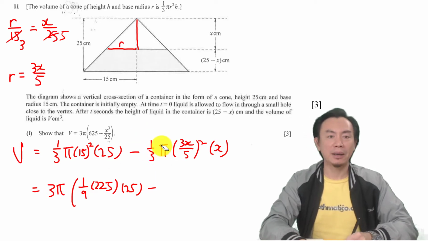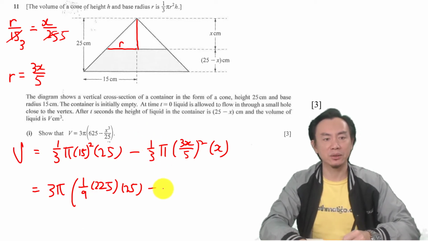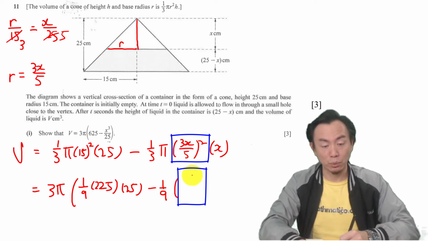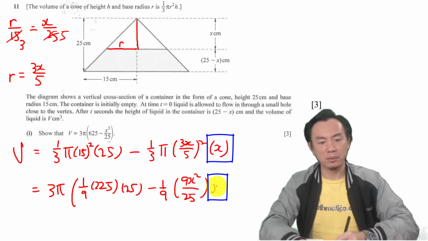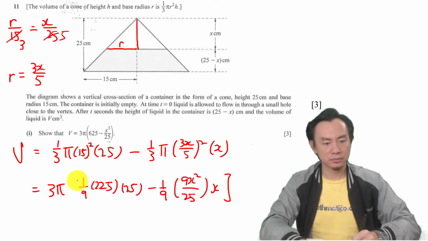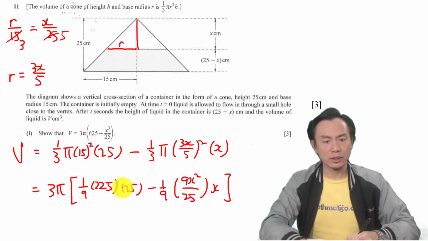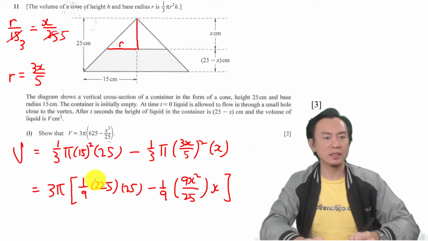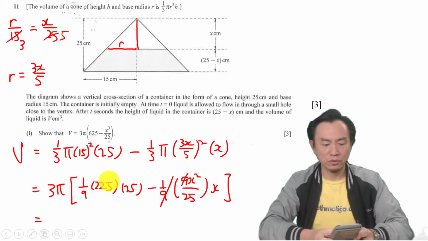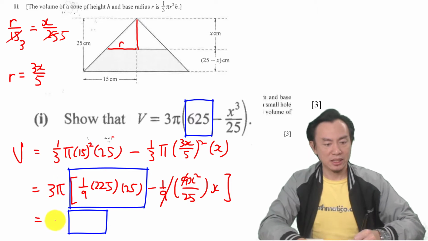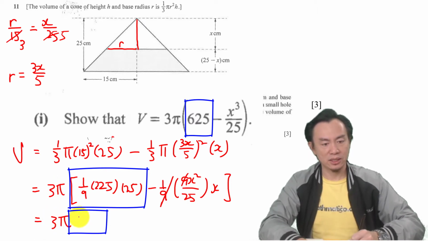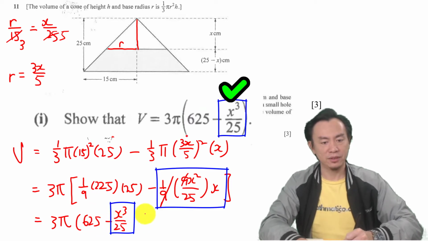Minus 1/3 pi, the pi goes out. 1/3 then divided by 3 again, you get 1/9. And here we have 3x squared is 9x squared over 5 squared is 25. Then we multiply by another x. Okay, so far everything looks good. I just need to press the calculator for this. So we have 225 times 25 divided by 9 is 625. Very nice. So that I got it. This is 3 pi times (625 minus x cubed) over 25.